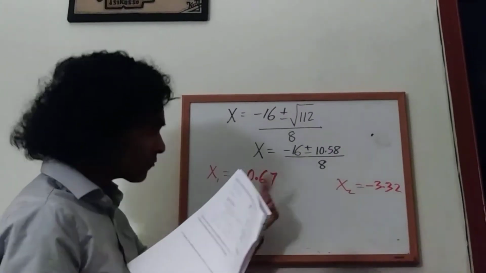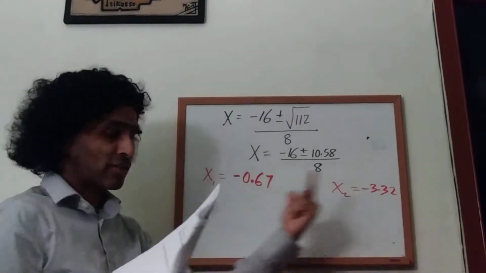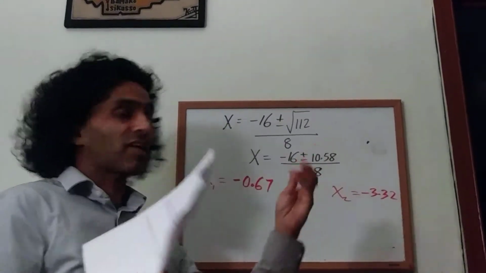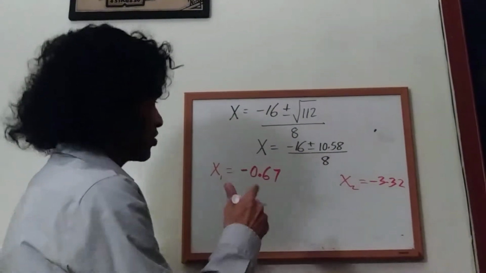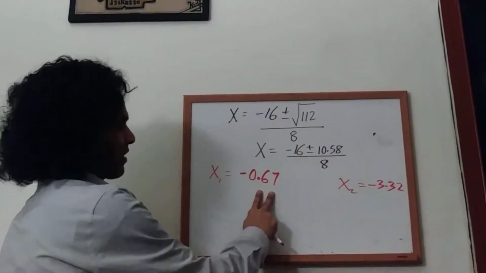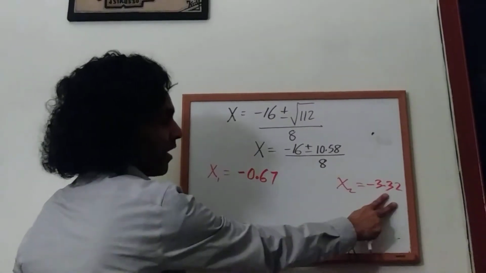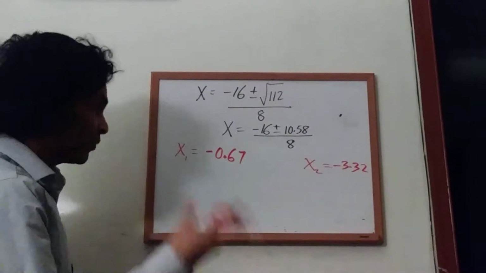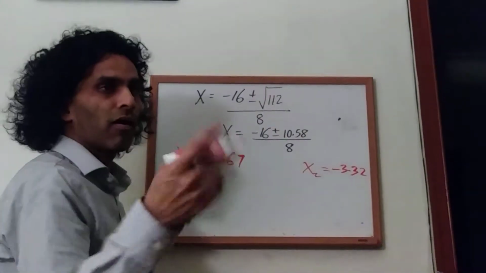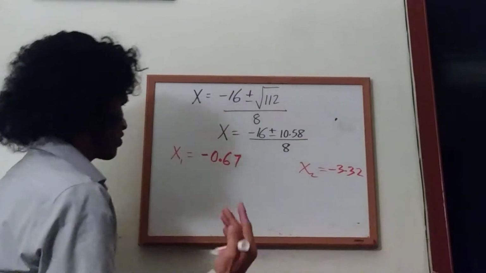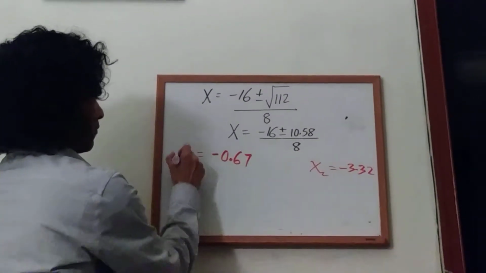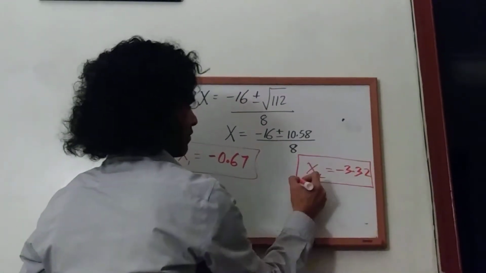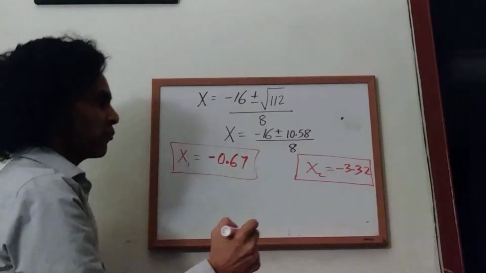So these two values actually represent where it touches the x-axis. So when you're asked to sketch the graph of this quadratic equation, this function, the graph will intercept the x-axis at negative 0.67 as well as negative 3.32. And they're not imaginary roots, they're actually real roots, but they are not rational, they're irrational, right? So my two solutions are x equal negative 0.67 and x equal negative 3.32.